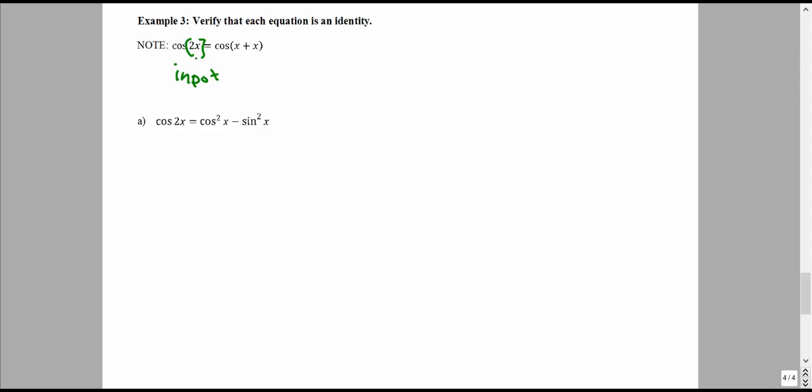We can't change the input, but we can think of the input in a little bit different way. We can think of it as x plus x. X plus x, of course, is 2x. This is what we call a double angle. Cosine of 2x is equal to cosine squared x minus sine squared x.